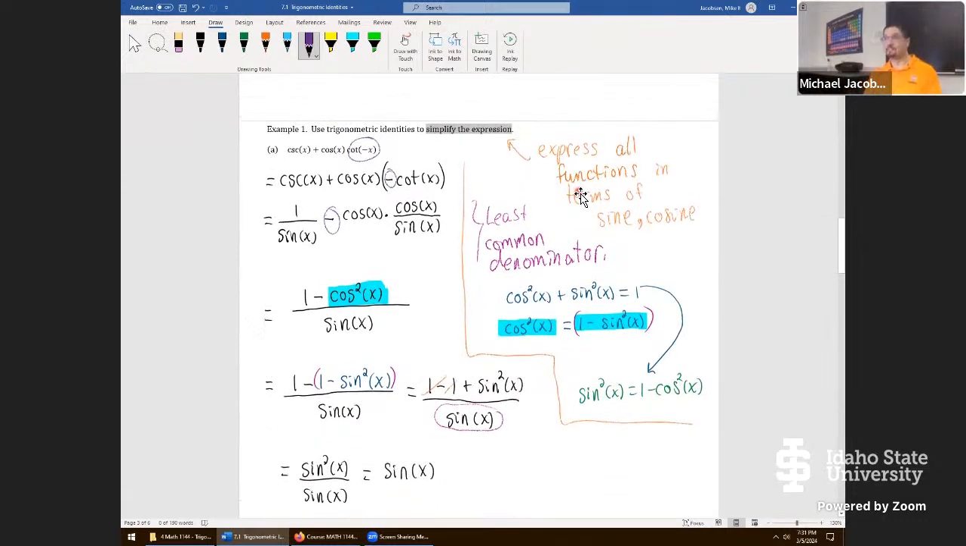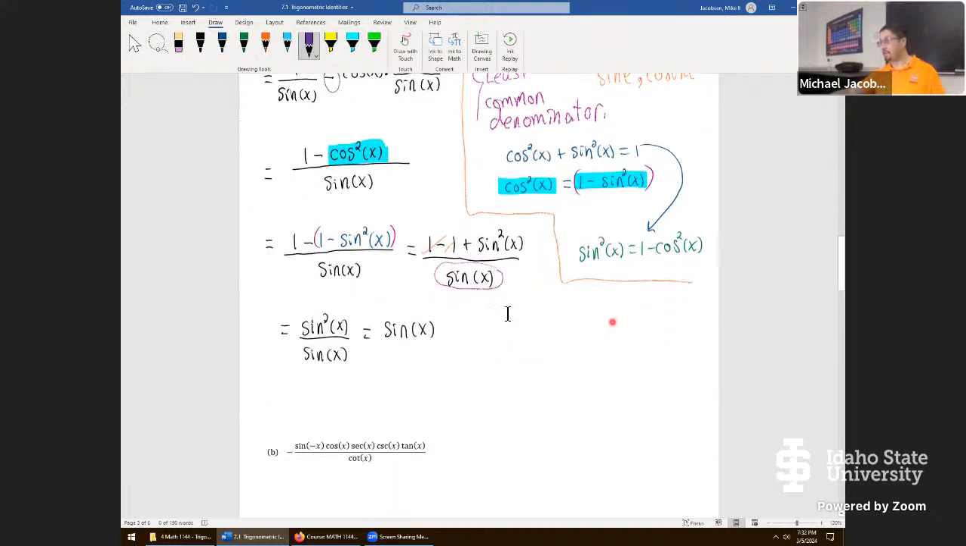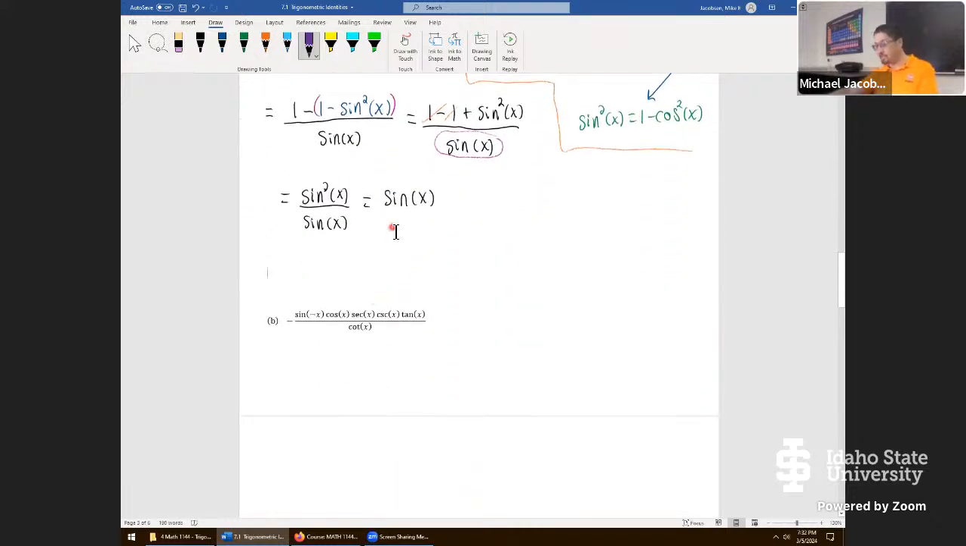Well, I think we're ready for another one. So that was our part A. The major ideas with part A was we had to add a fraction. So we had to observe we had a common denominator. Then we used the core Pythagorean identity to simplify further. This one has other algebraic issues we have to navigate. So let's take a look at part B next.